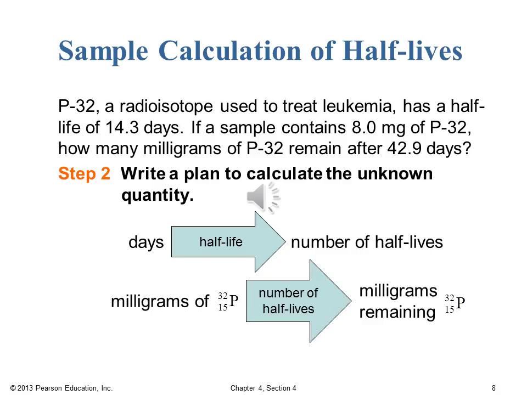So now we're on to step 2. We're going to write our plan to calculate that unknown quantity. So we're going to convert days, knowing the number of days in a half-life is 14.3 days, into the number of half-lives that have elapsed. And then we're going to be able to take that starting number of milligrams of phosphorus 32 and convert it into the milligrams remaining of phosphorus 32 after that many half-lives have elapsed.